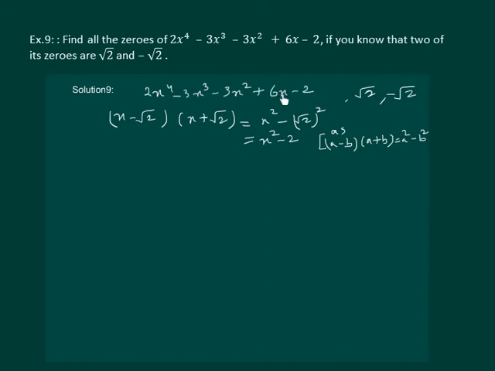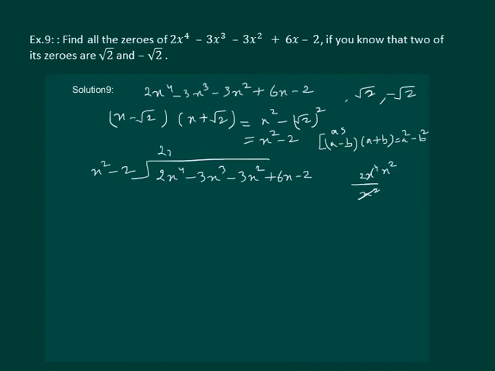Since fx is biquadratic, so it can have maximum of 4 zeros. We already have 2 of them. To find rest of them, let us first divide the given polynomial by x square minus 2. We know how to find the first term of the quotient. We will divide 2x power 4 by x square. This will give us 2x square. And now on multiplying we get 2x power 4 minus 4x square.